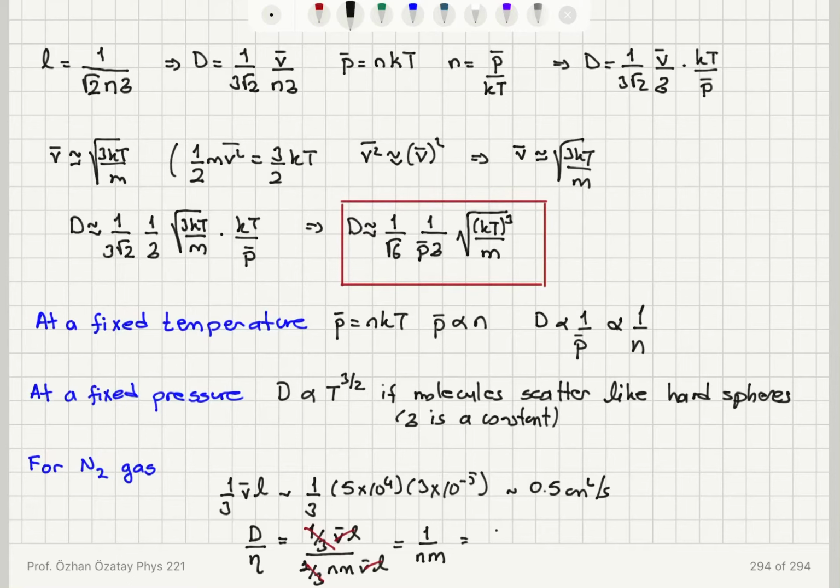What is 1 over n m? 1 over number of particles, mass of one particle divided by the volume. This is actually 1 over the total mass divided by the volume, which is 1 over the density. So the ratio of diffusivity to coefficient of viscosity is 1 over density. So D times rho over eta, or nu, the coefficient of viscosity, should be of the order of 1.